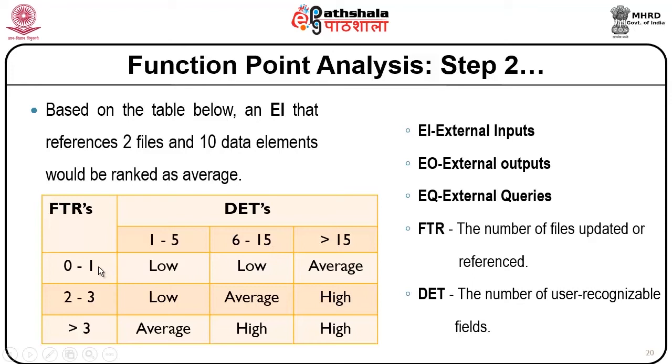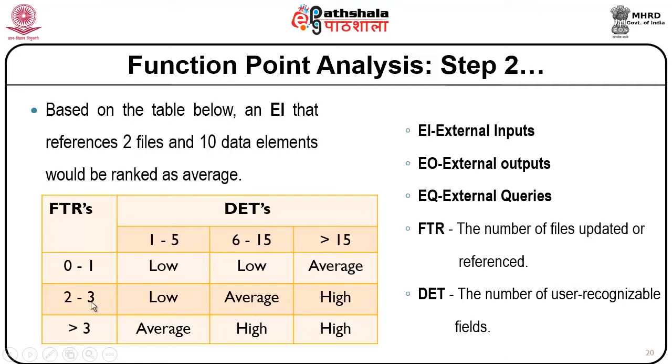If the number of files updated or referenced is 0 to 1 and the number of user recognizable fields is greater than 15, it is ranked average. Similarly, if the number of files updated or referenced is 2 to 3 and the number of user recognizable fields is 1 to 5, it is ranked low. If the number of files updated or referenced is 2 to 3 and the number of user recognizable fields is 6 to 15, it is ranked average.